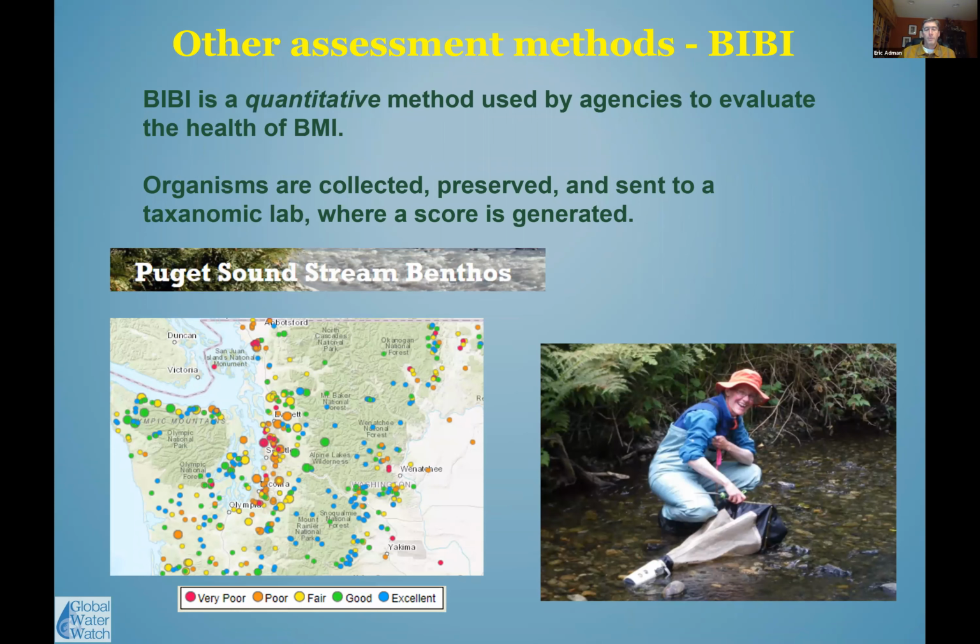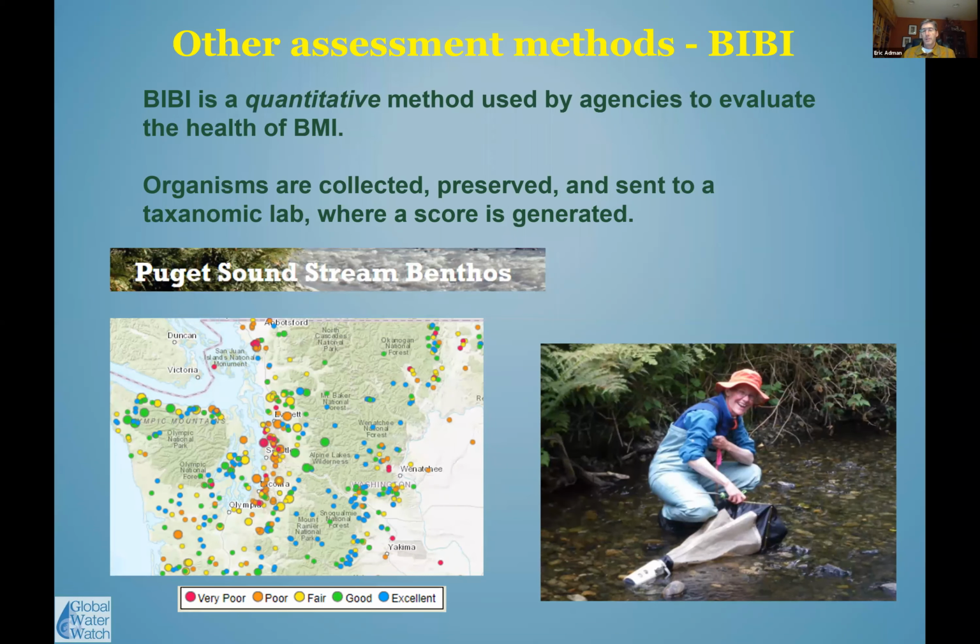There are other methods of assessing the health of the biological community of the benthic macroinvertebrates, and one which is used by scientific agencies and government agencies is called BIBI. I should have written out what the acronym is, but it stands for Benthic Index of Biotic Integrity. And this is a different method where you use a particular type of net, and you can see one of our volunteers, Leora, using that particular type of net there.